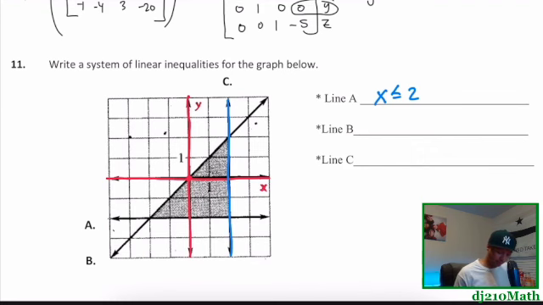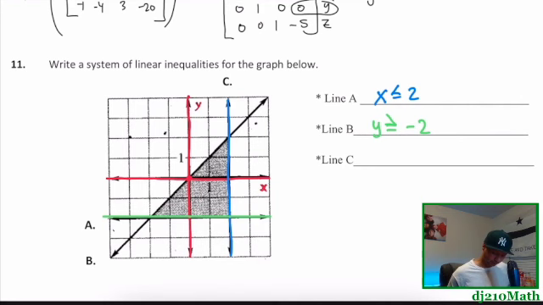All right, the next line I want to do is the green one. So this is going to be Y equals... and Y equals what? Y equals -2 because it's below the x-axis. So Y equals -2, and it's shaded above. So I want greater than because it's shaded above. So above, greater than, solid line or equals.